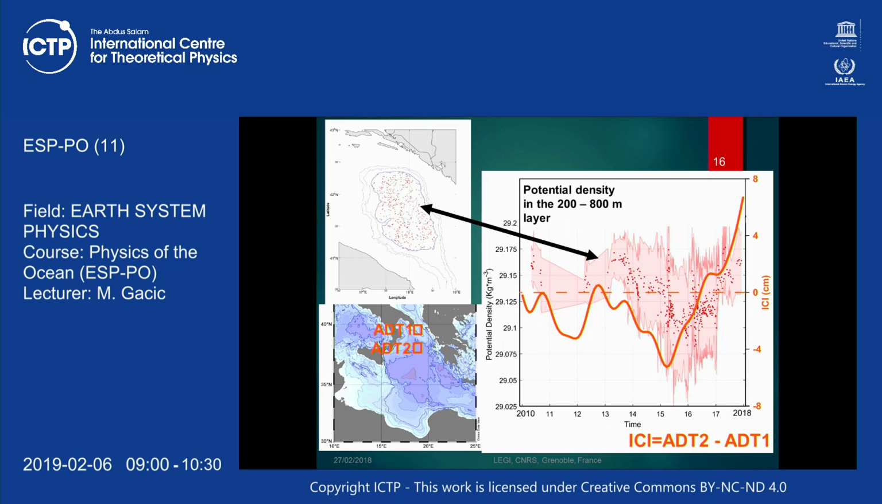And indeed, this continuous curve is the difference between these two. This is what we call ADT2 minus ADT1, the sea level height 2 minus sea level height 1. If it is positive, the circulation is cyclonic; anticyclonic if it's negative. So with the anticyclonic circulation, we should have low density, and with cyclonic, high density, because of the salinity, which plays an important role. And this continuous line is ADT2 minus ADT1.